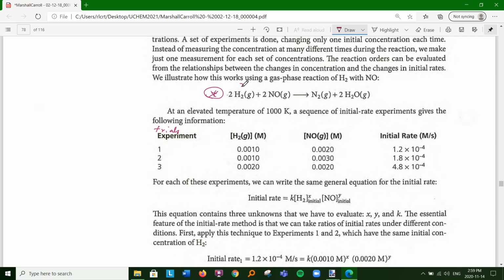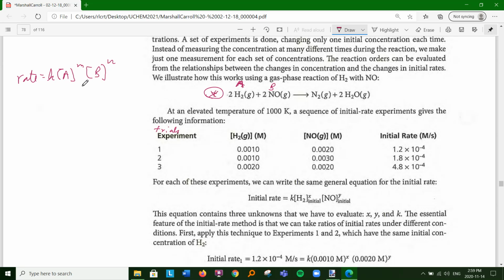So I can think of hydrogen as my A, and my NO as B, and the book can do it differently. So rate equals k times A to the m times B to the n. I know the book is using lowercase x and y. Sorry, I like it the way I do it, and that's the way I'm going to do it. You can do it any way you want, just get the answer right.